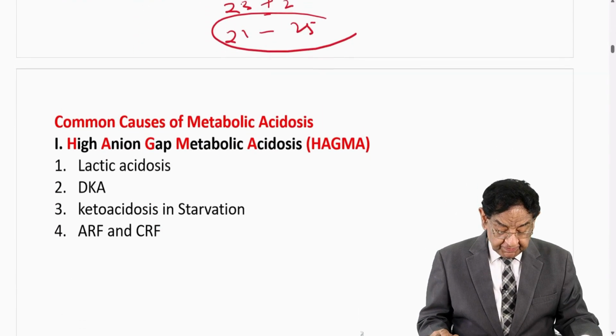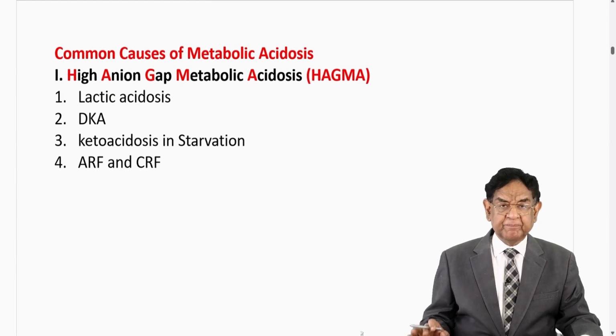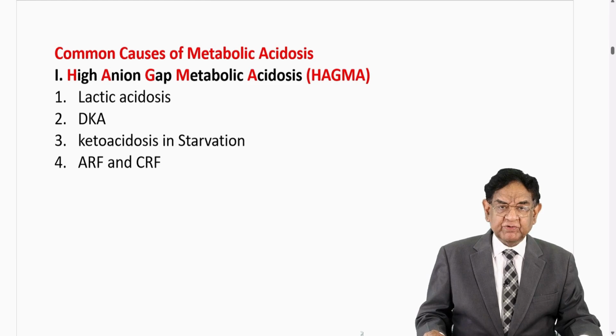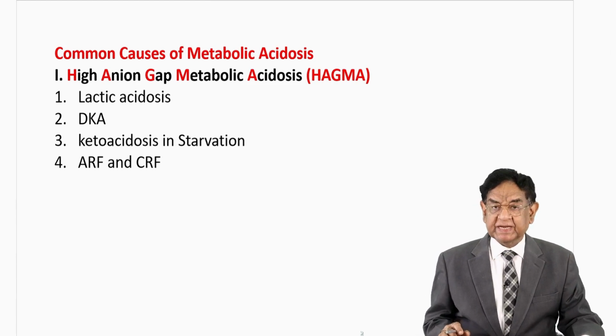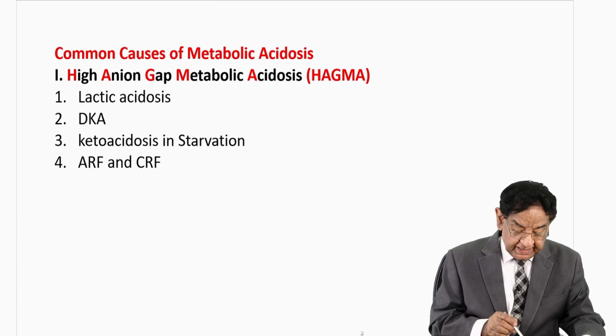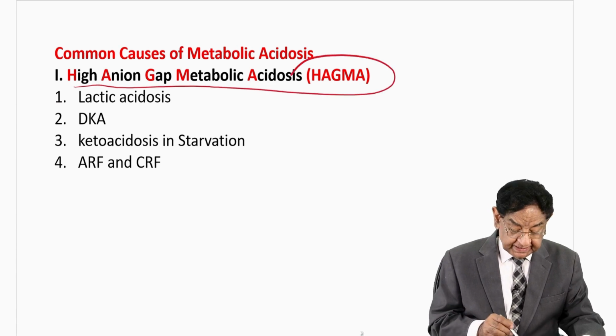With this background, what are the common causes of metabolic acidosis? Again, a very, very important slide. A question on this always comes in all the exams throughout the world. We classify or categorize like this: high anion gap metabolic acidosis, so-called HAGMA. Lactic acidosis.